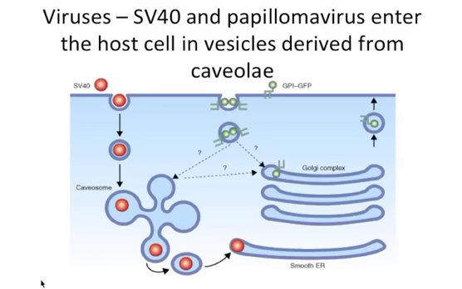Okay, so viruses love to use endocytosis to get into cells. SV40 and papillomaviruses both enter the host cell in vesicles derived from caveolae. And then also a bunch of viruses like to enter via receptor-mediated endocytosis.